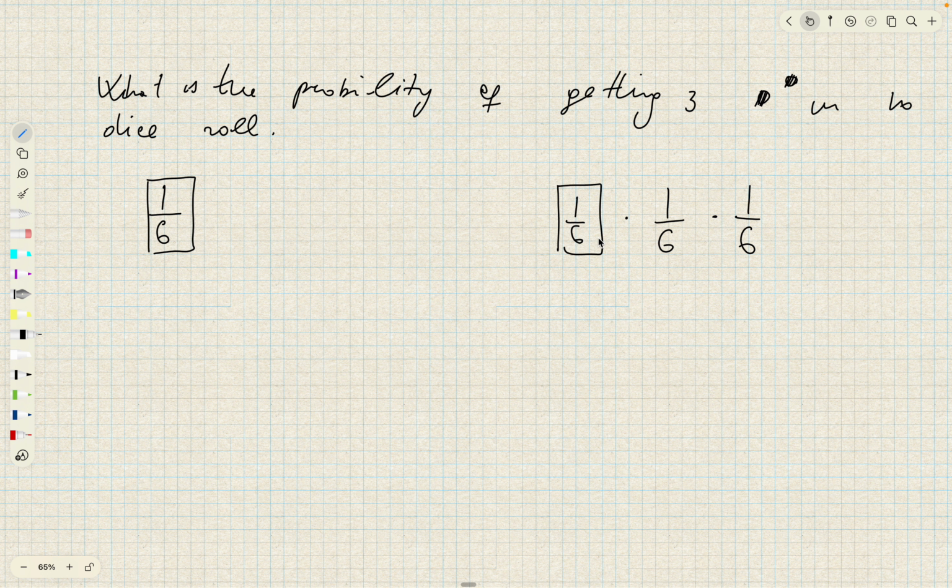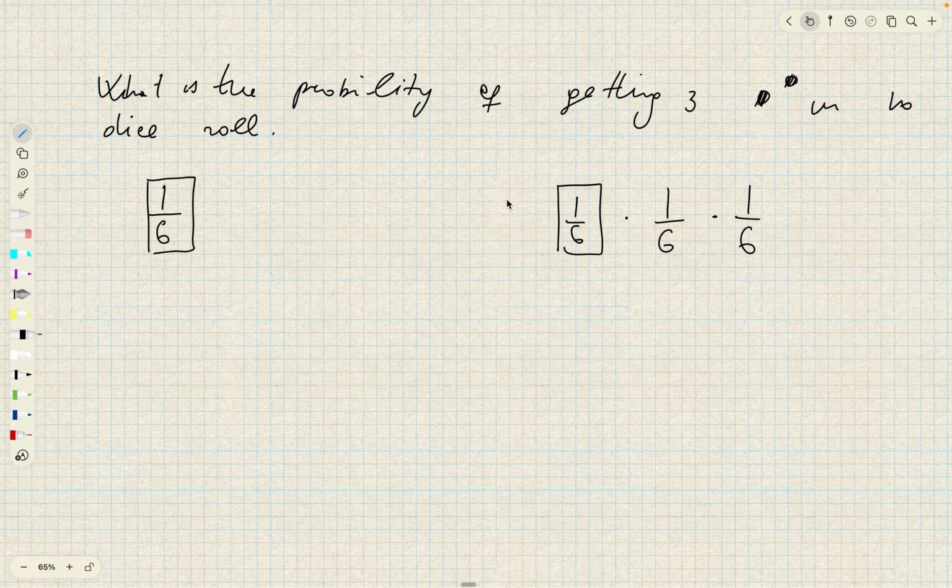Why are we multiplying it? Because we already know that these events are independent, and the joint probability of independent events is just the multiplication of their individual probabilities. So this will be the probability of getting 3 2s in 3 dice roll in a consecutive way. Actually, the order doesn't matter, but if we just get 3 dice roll, it will be consecutive.